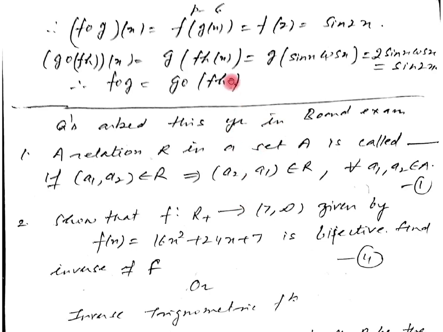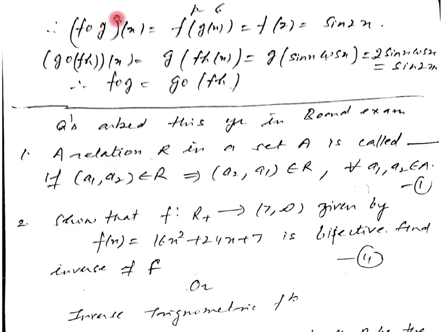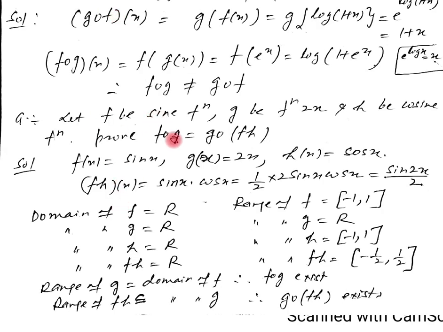Now f composition g will exist if the range of g is a subset of the domain of f. And g composition f·h exists when the range of f·h is a subset of the domain of g. Here the range of g is R, which is equal to the domain of f. So we can say f composition g exists.